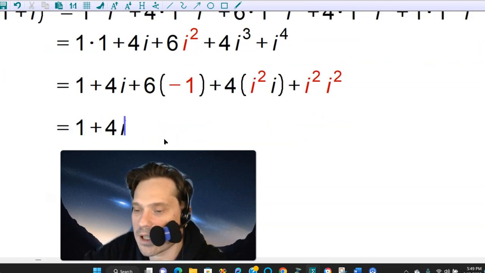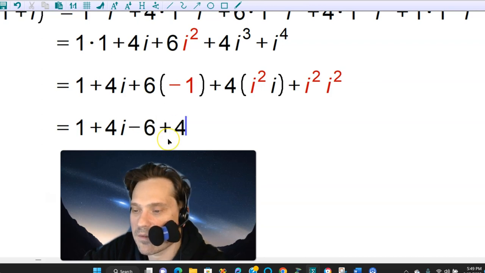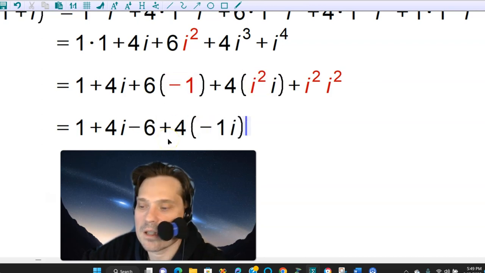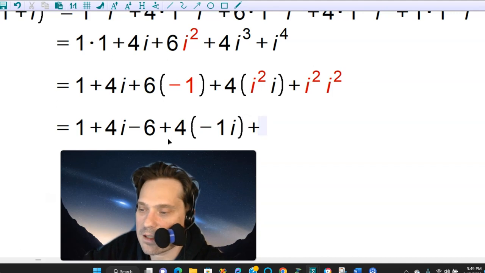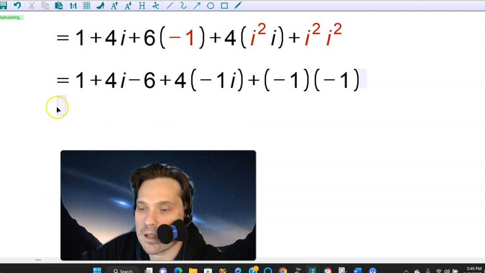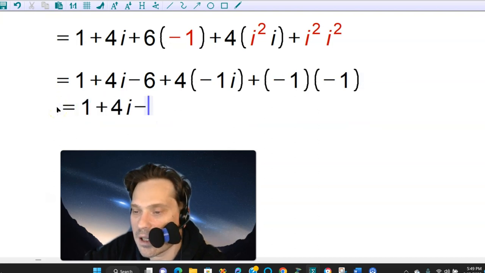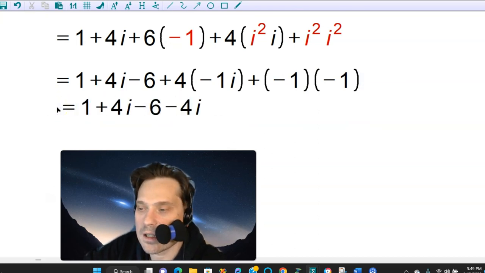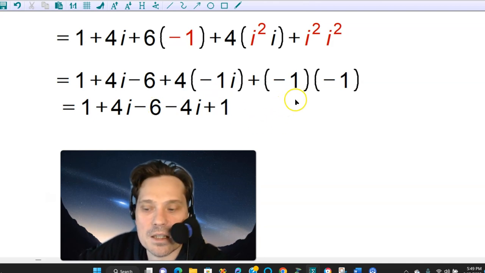And I'm going to have 1 plus 4i minus 6, and then plus 4 times negative 1 times i, if I want to be very formal, and then plus negative 1 times negative 1 here for each i squared. And I'm going to have 1 plus 4i minus 6 minus 4i, and then plus 1 at the very end, because you multiply two negatives together there.